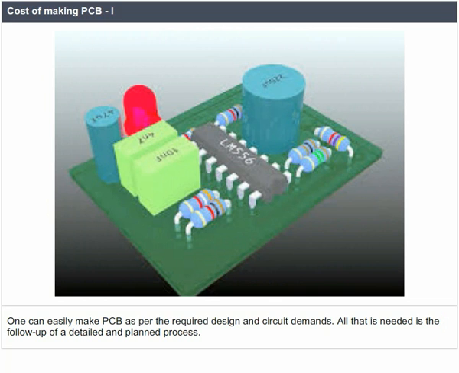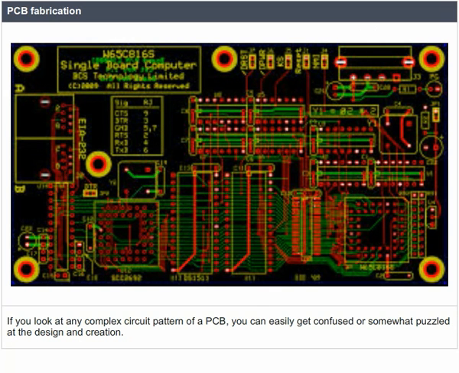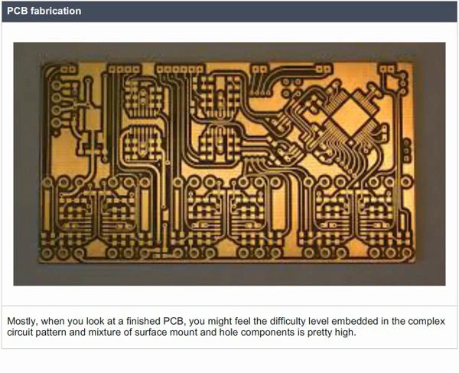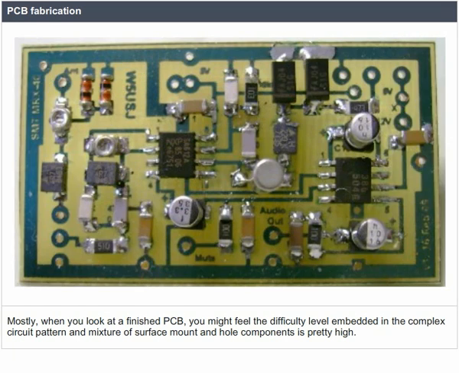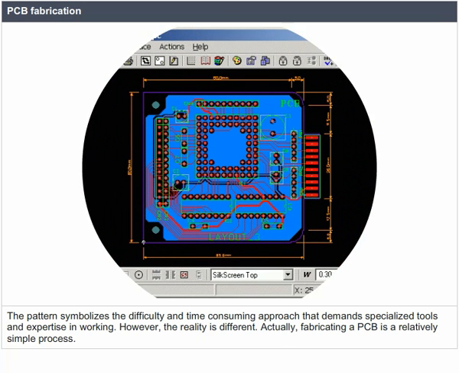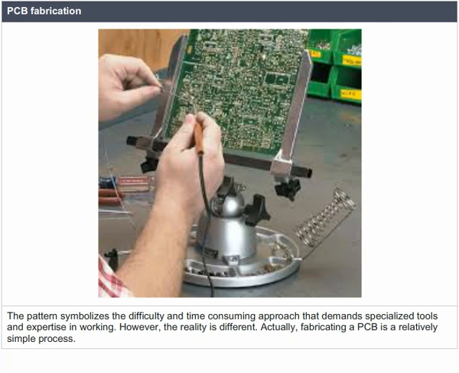PCB fabrication. If you look at any complex circuit pattern of a PCB, you can easily get confused or somewhat puzzled at the design and creation. Mostly when you look at a finished PCB, you might feel the difficulty level embedded in the complex circuit pattern and mixture of surface mount and through-hole components pretty high. The pattern symbolizes the difficulty and the time-consuming approach that demands specialized tools and expertise in working. However, the reality is different. Actually, fabricating a PCB is a relatively simple process.